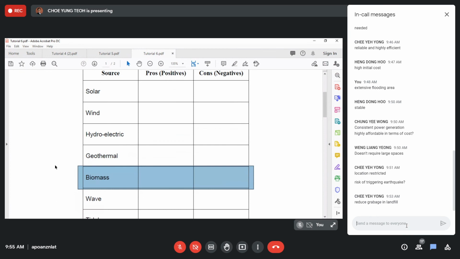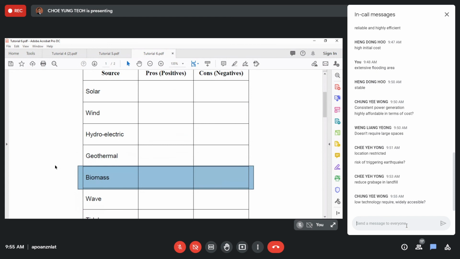So you can also talk about carbon neutral, but the explanation should be slightly different from what we expect compared to fossil fuel. Okay, so two main advantages of biomass: reduce the waste, and, yes, just now I talked about carbon neutral and reduce the waste, and Joey talked about low technology required. Yes, definitely.